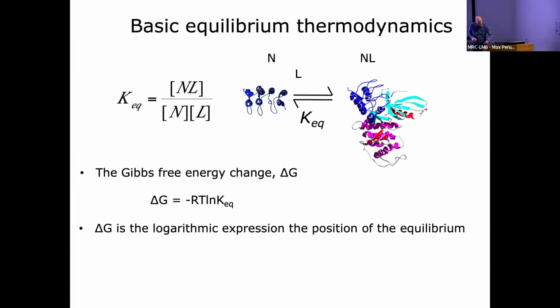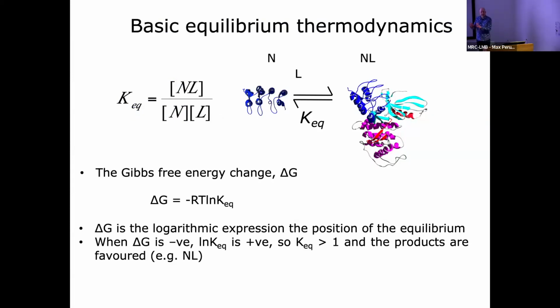So what does that mean? Well, that means that when delta G is negative, it means that the equilibrium constant is above 1. In this case, above there, you can see that that means there's going to be more products formed. So this reaction is going to be favored.